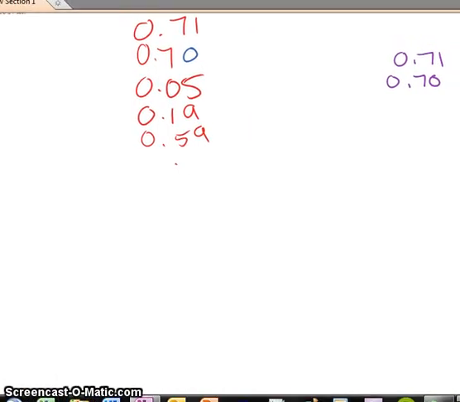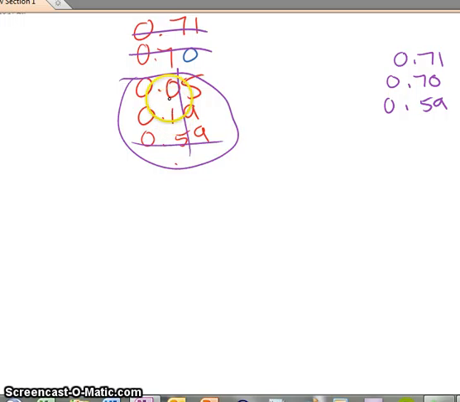The next thing we need to look at is the last 3. You can see that the 5 is greater than the 1 and the 0, so 0.59 would go next. Then you can see that the 1 is greater than the 0, so 0.19 would go, and then 0.05 would go.